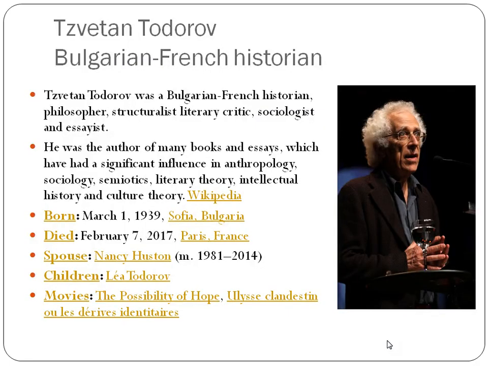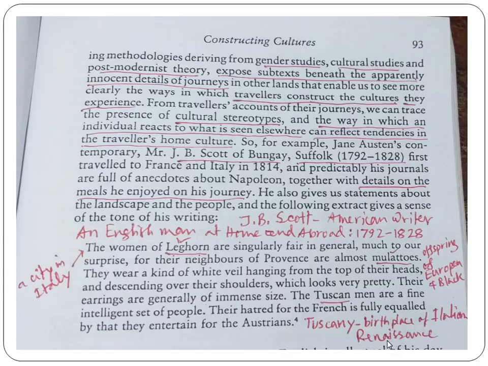Okay, and also the Bulgarian-French historian Tzvetan Todorov. We will be speaking of Todorov. Todorov is a Bulgarian-French historian, philosopher, structuralist, literary critic, sociologist and essayist. He was the author of many books and essays which have had a significant influence on anthropology, sociology, semiotics, literary theory, intellectual history and cultural theory. He used methodologies derived from gender studies, cultural studies and postmodernist theories.